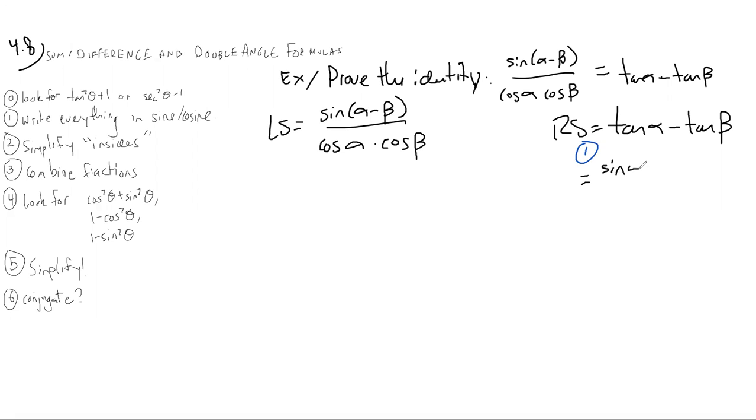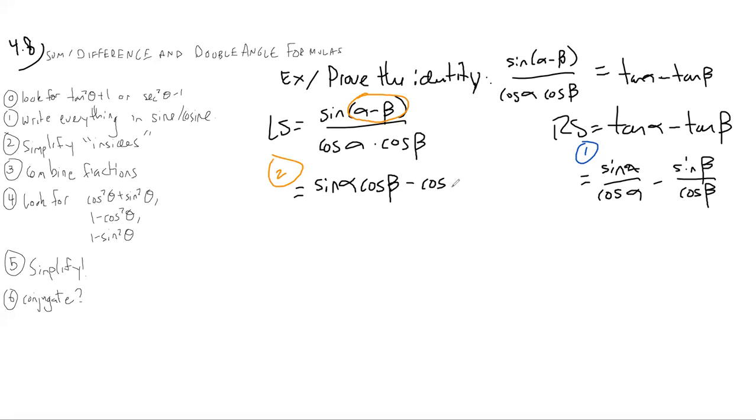So that's going to be sine alpha over cos alpha minus sine beta over cos beta. Combine and simplify the inside. So we've got right here that alpha minus beta that I'm going to want to tear apart. So this will be equal, and then use my difference formula: sine of the first, cos of the second, minus cos of the first, sine of the second, and then divided by cos alpha cos beta.